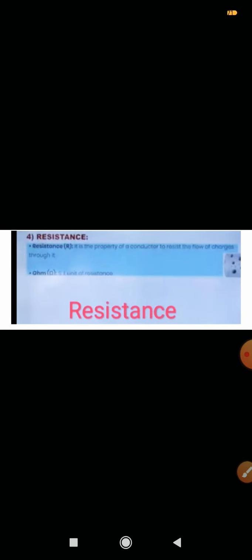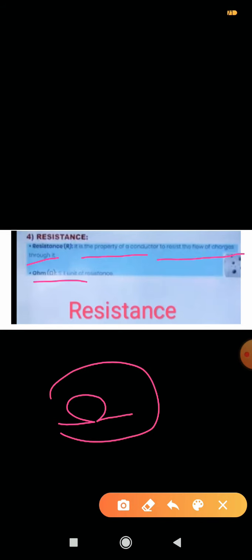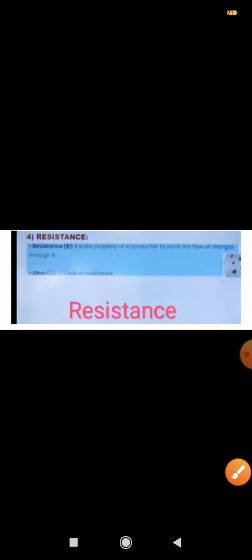Let's move ahead. What is resistance? It is the property of a conductor to resist the flow of charges through it, to resist the current, to resist the flow of electrons. The SI unit of resistance is the ohm. This symbol is called omega in Greek, but we call it ohm. Yes, let's move ahead.